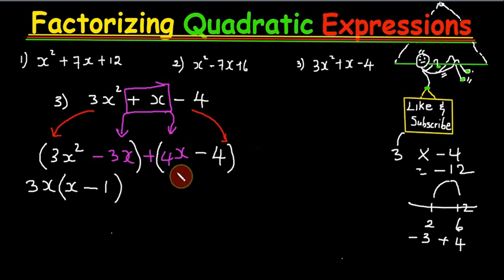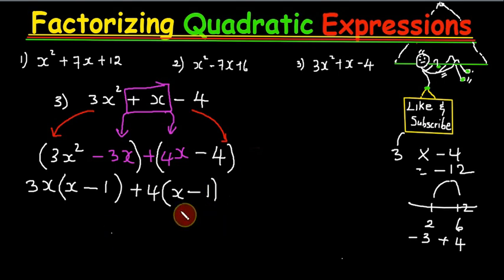Then we continue. We see 4x and we see negative 4. What is our common factor here? 4 can go into 4x. Also 4 can go into this. So 4 is our common factor. 4 multiplied by what will give us 4x? Correct, x. 4 multiplied by what will give us a negative 4? Minus 1. A positive 4 multiplied by a negative 1 will give us a negative 4.